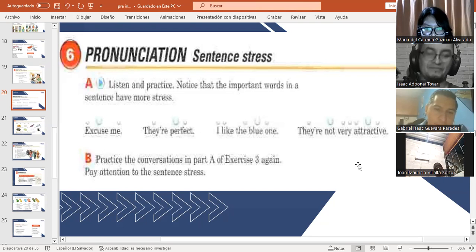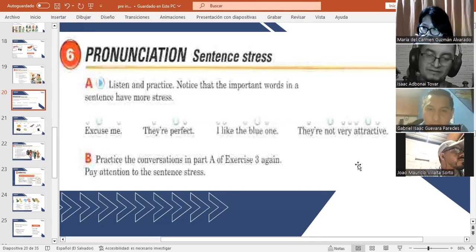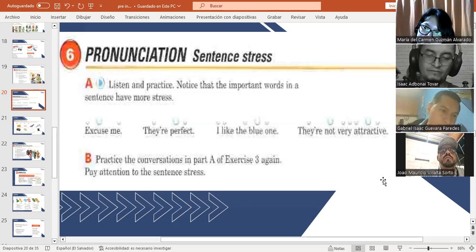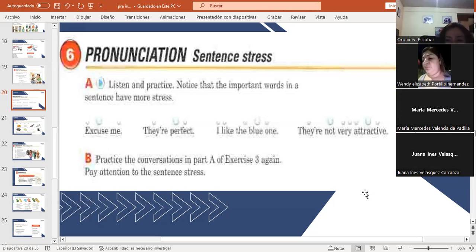Excuse me. They're perfect. I like the blue one. They're not very attractive. Joao, it's your turn. Excuse me. They're perfect. I like the blue one. They're not very attractive.